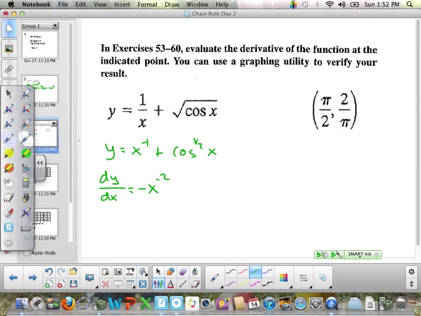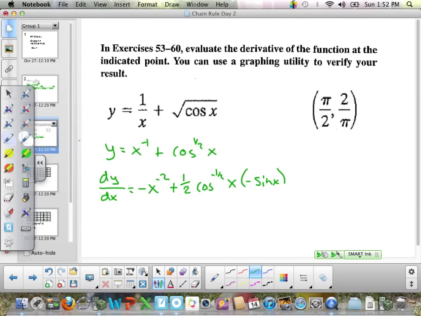And then here we have a composite function. The inside function is cosine. The outside function is something to the 1/2 power. So we'll start with the derivative of something to the 1/2 power, which is 1/2 times something to the negative 1/2 power. And then multiply that times the derivative of cosine, which is negative sine.